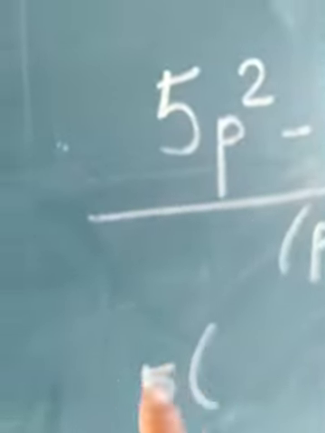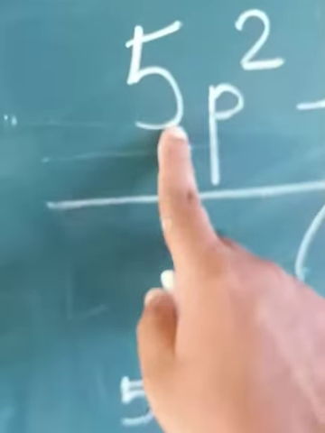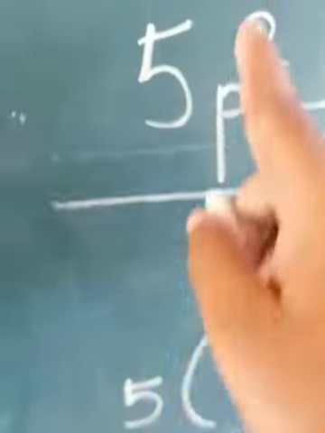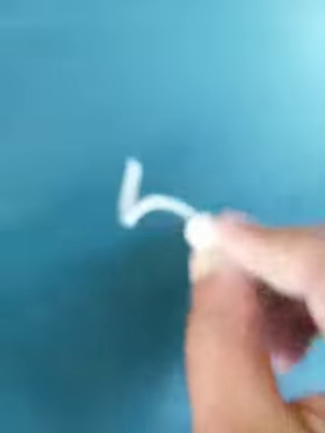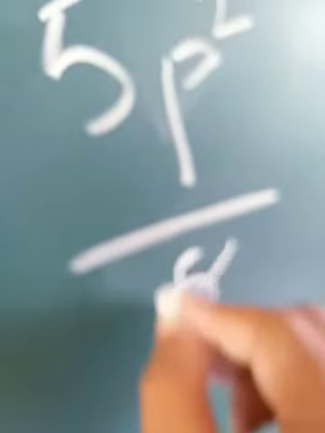Okay, now if we take 5 as a common, so what we do now, we have to divide this 5p square by 5. Okay, so what will be the answer? So we can do it in the rough form. So 5p square divided by 5. Now these two 5's will be cancelled. What will remain? P square. So we will write p square out here.